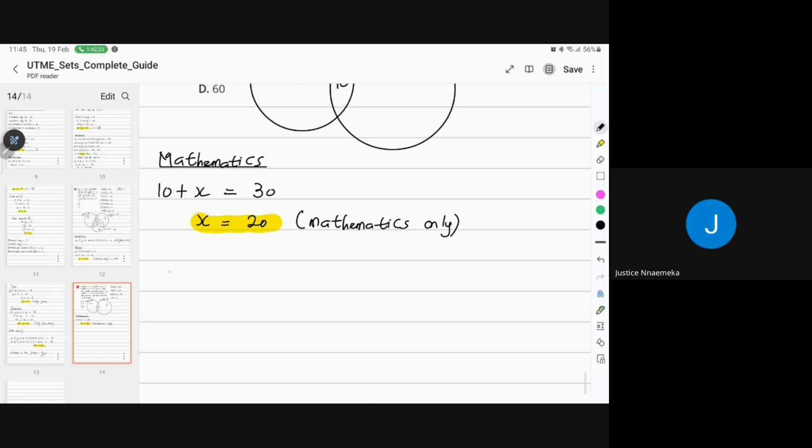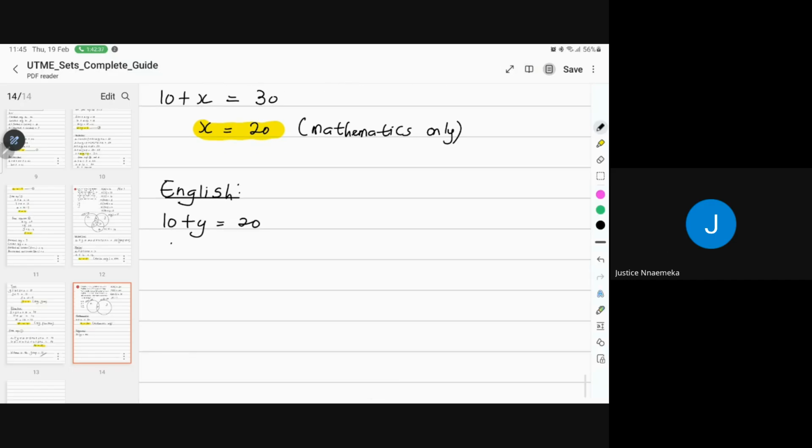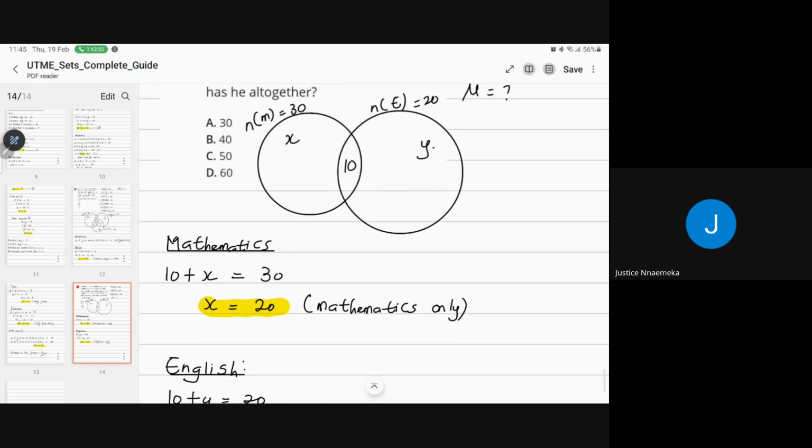So the next one is English, right? In the exam, we don't need all this stress. So English is going to be 10 plus Y equals 20. So Y will be equal to 20 minus 10. So Y is equal to 10. So this is English only. All right, so that said, maths only, English only.